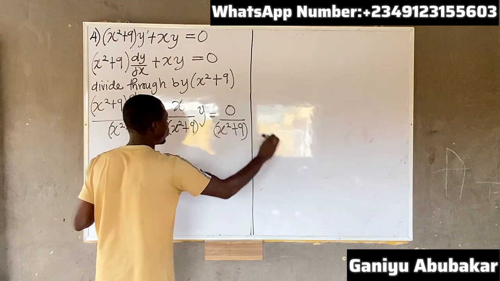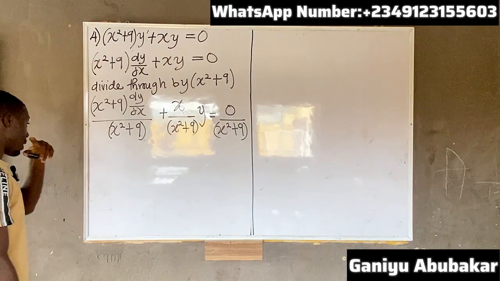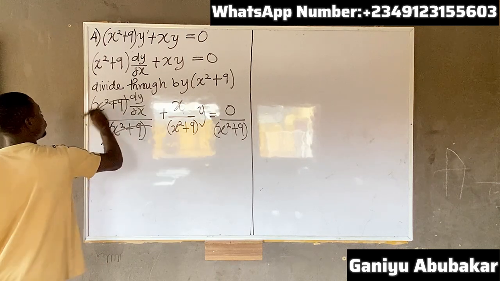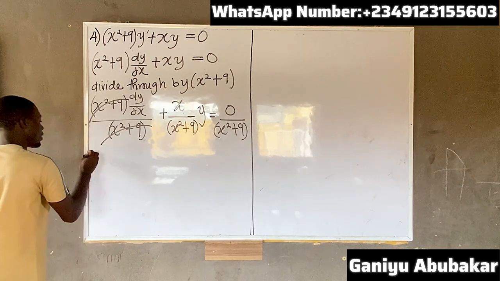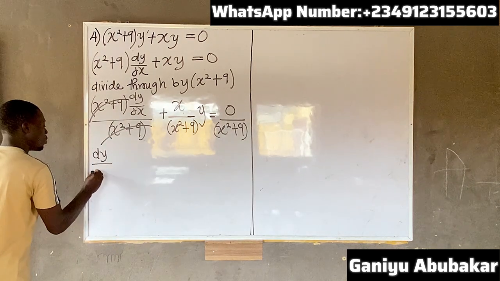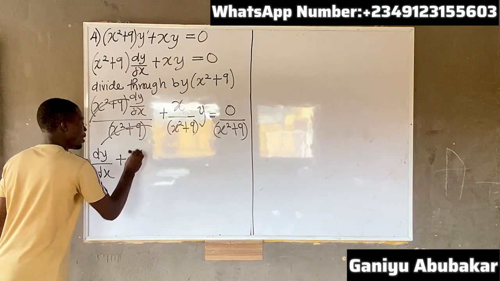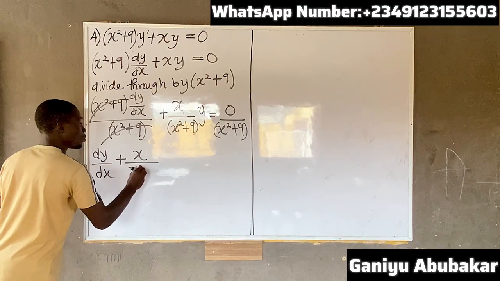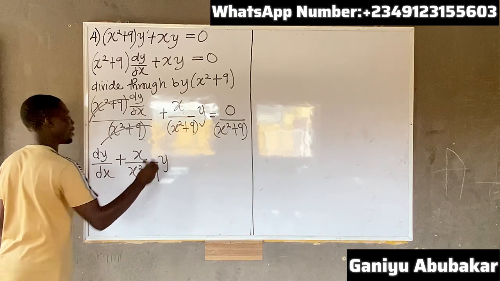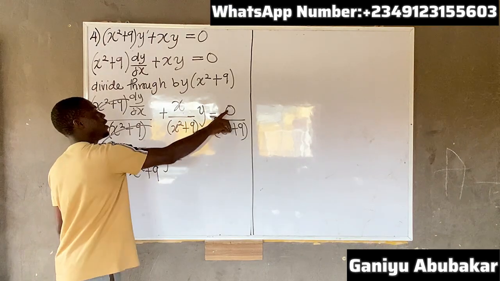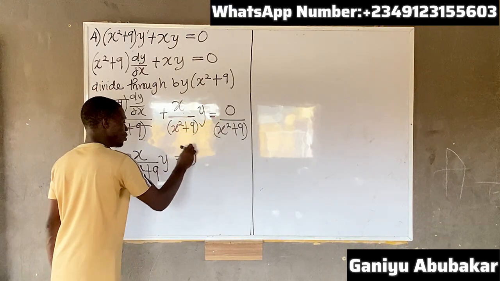So divide through all of them by x squared plus 9. This one will cancel this. I have dy/dx left, plus x over x squared plus 9 times y here, equals 0 over anything, which gives you 0.